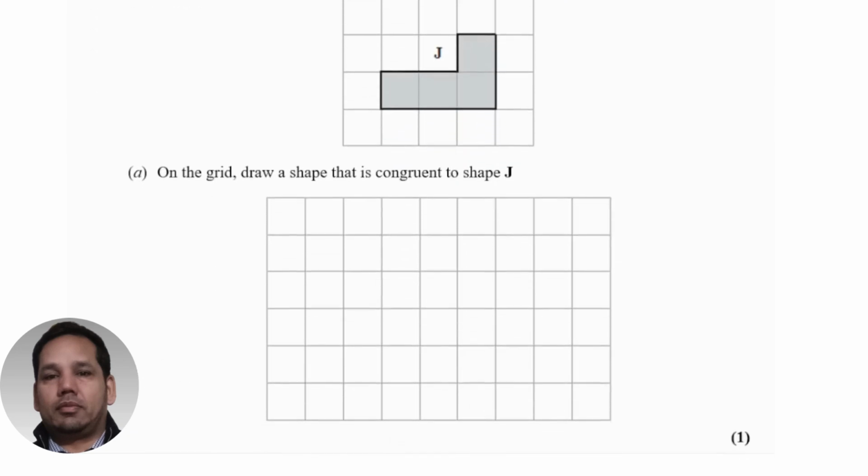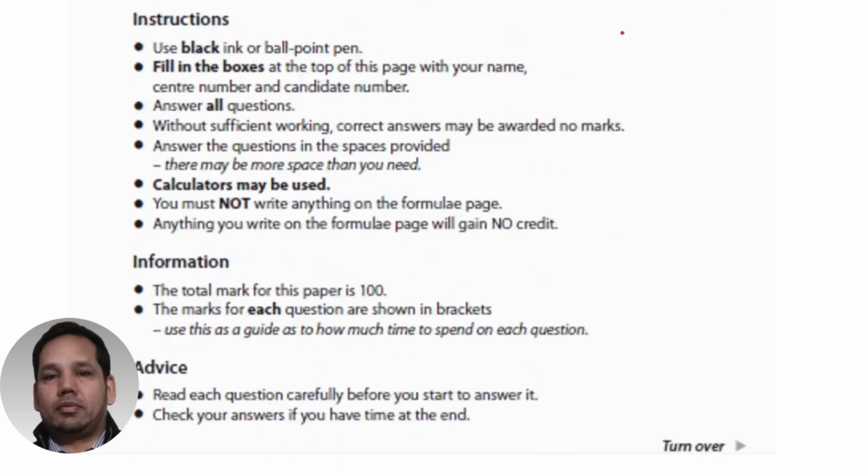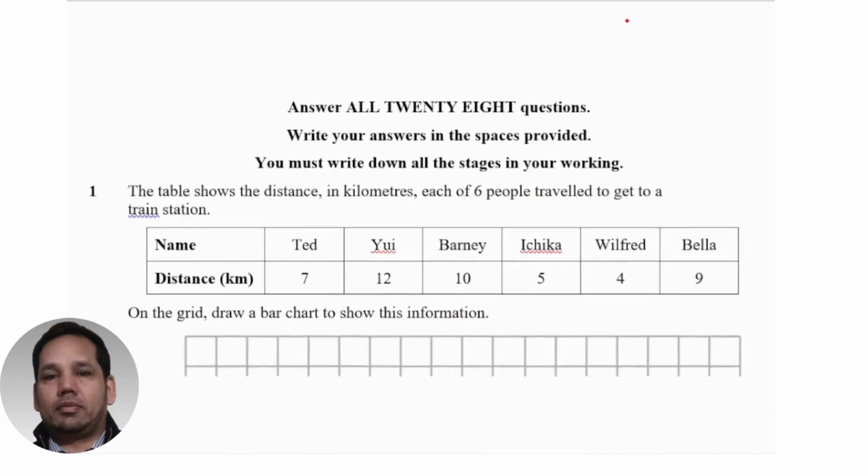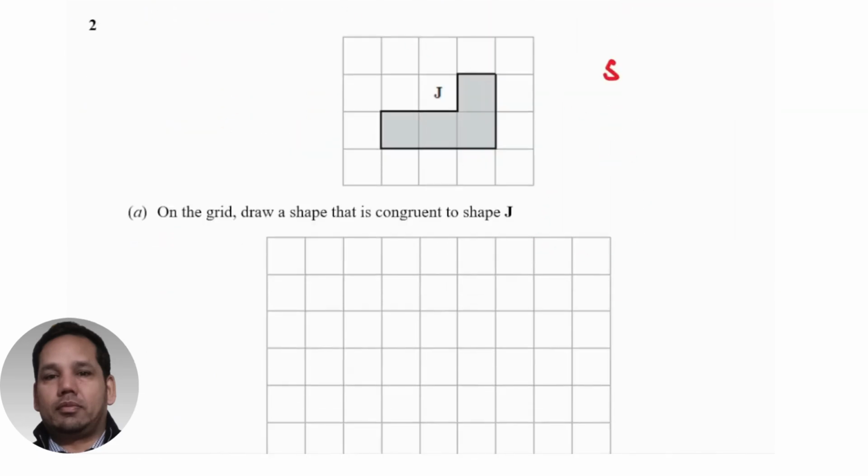Question number 2 says, on the grid, draw a shape that is congruent to shape J. What does congruent mean? Congruent means same size and same shape. Let's write down here, so you're going to remember that. Same size and same shape. That is the meaning of congruent.